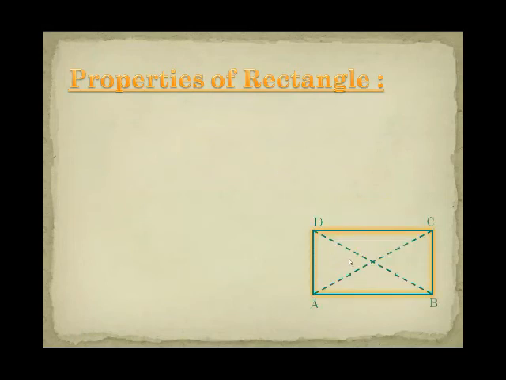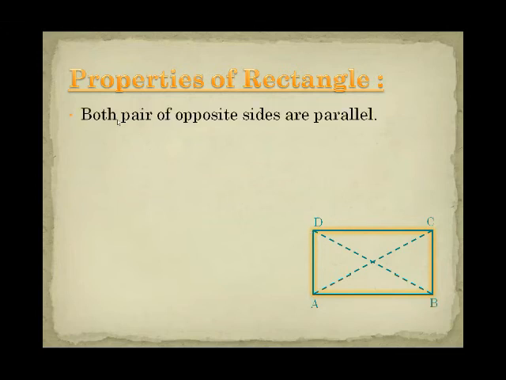Okay, this is the rectangle, where we have the points A, B, C and D. The first property is that both pairs of opposite sides are parallel. As you see, students, the side AB and the side CD are the opposite sides and they are parallel. Also the sides AD and BC are parallel.